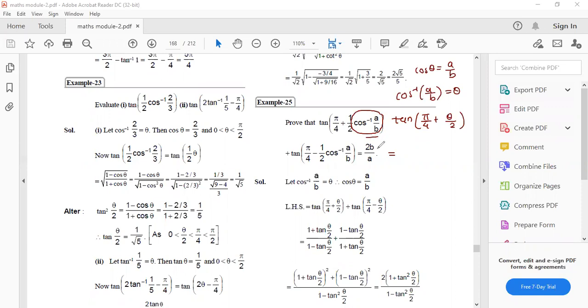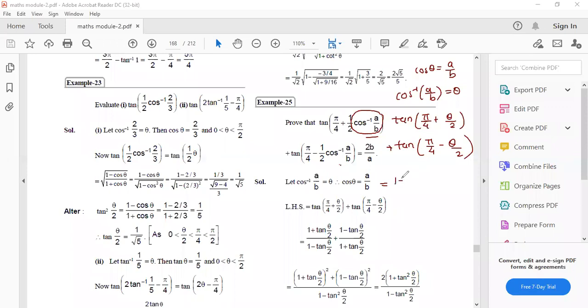This term is called theta. And you can see cos inverse a by b in the second term also. So if we call that also theta, will the expression be plus tan of pi by 4 minus theta by 2? Tan of pi by 4 plus theta by 2 plus tan of pi by 4 minus theta by 2. Yes? Shall we expand them?